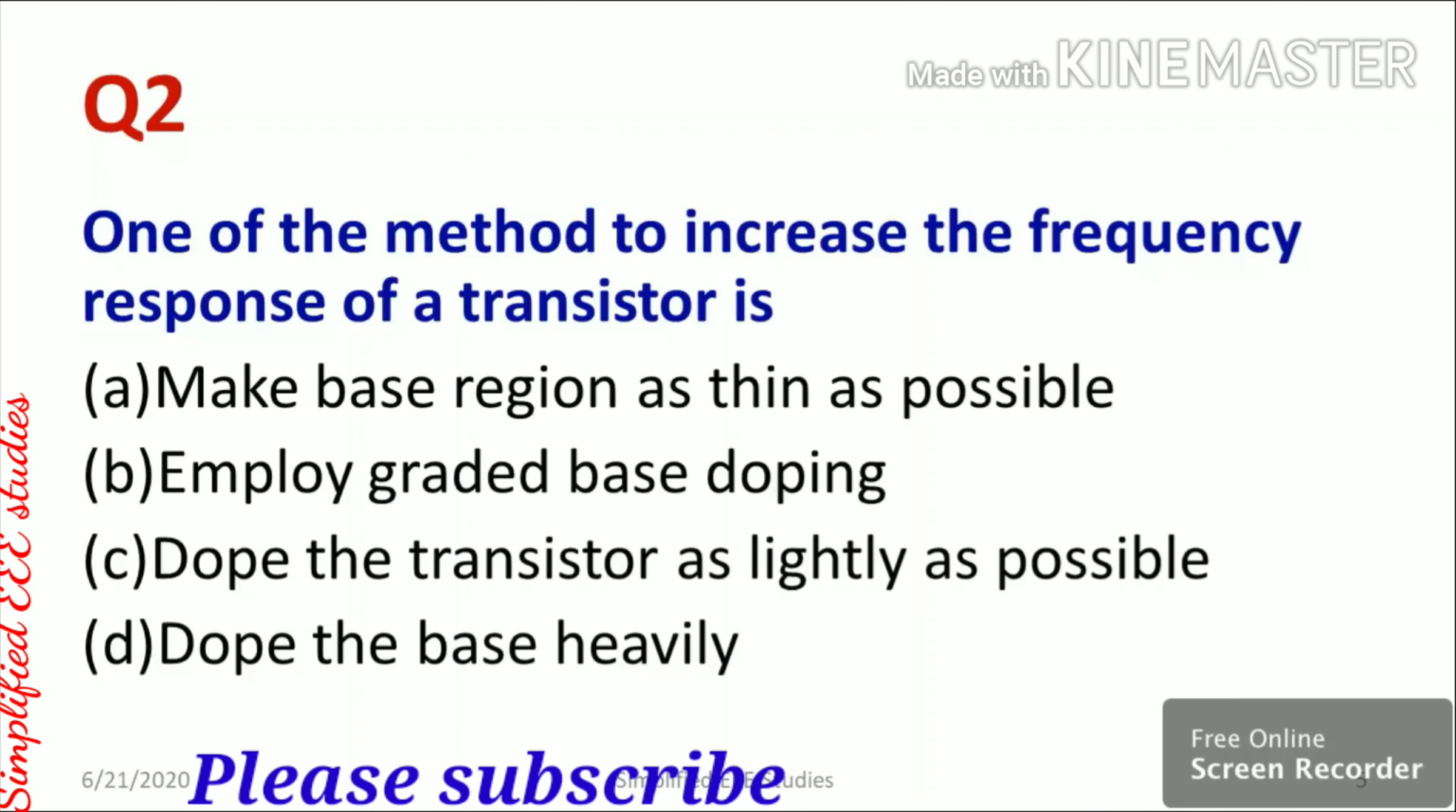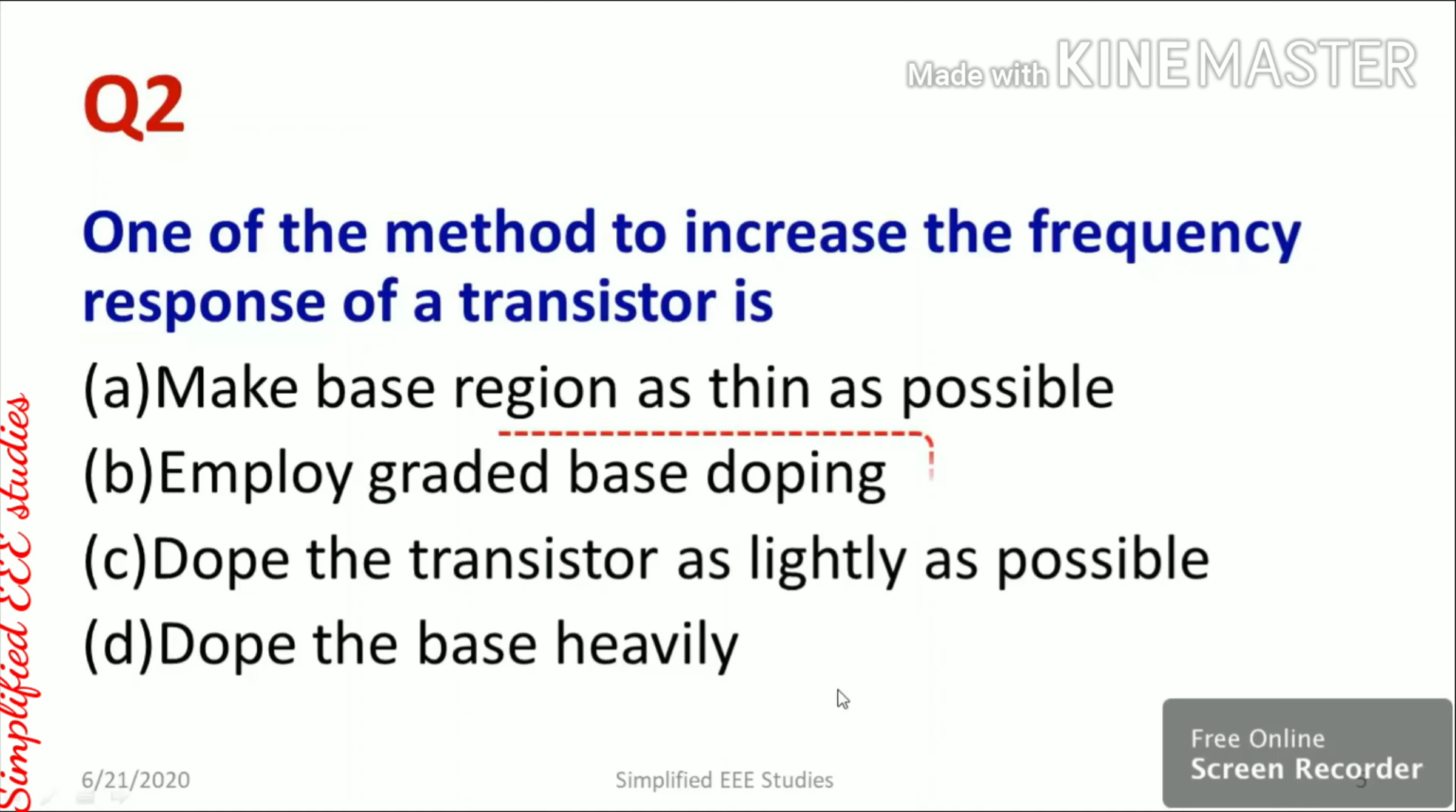Now moving on to the second question. One of the methods to increase the frequency response of a transistor is: option A, make the base region as thin as possible; option B, employ graded base doping; option C, dope the transistor as lightly as possible; option D, dope the base heavily. Among these, option B is the right answer.